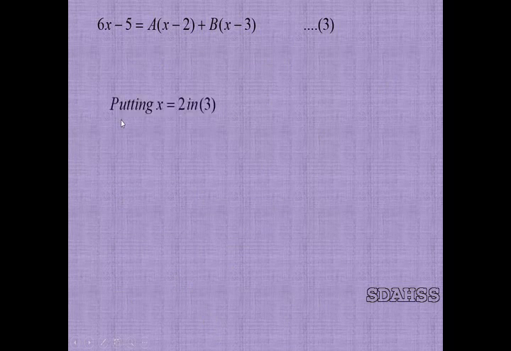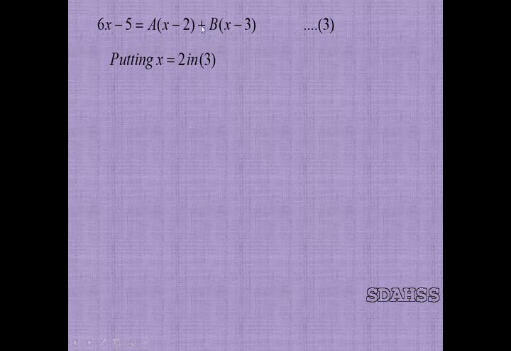Substitute x is equal to 2 in the third equation. Then you have 6 into 2, 12, 12 minus 5, 7 is equal to, if you substitute x is equal to 2, the first term vanishes. You will get 0.